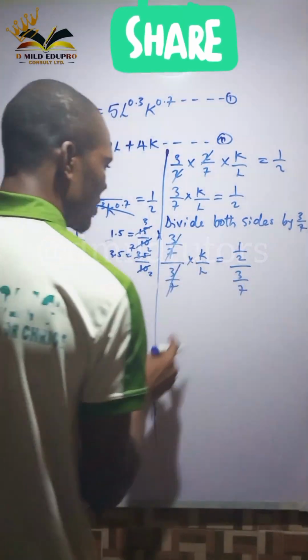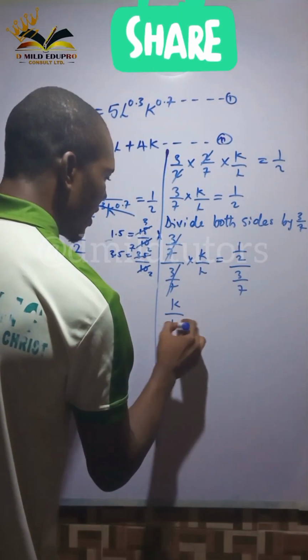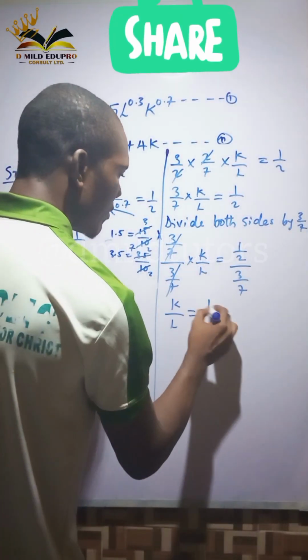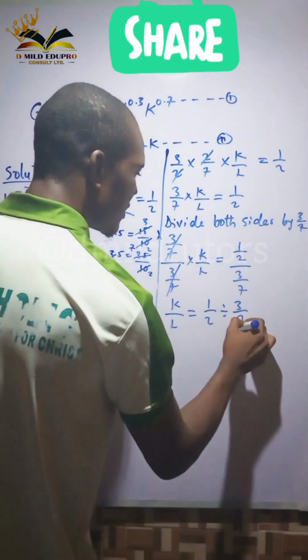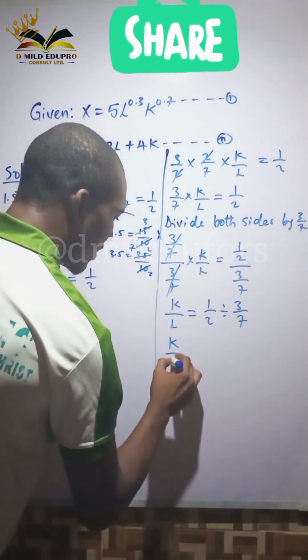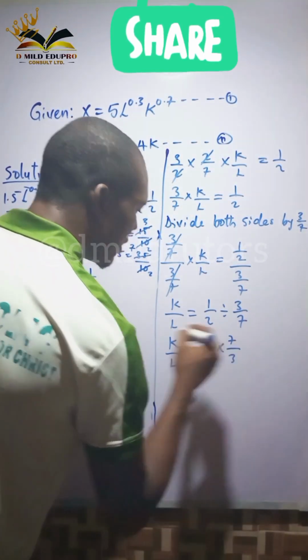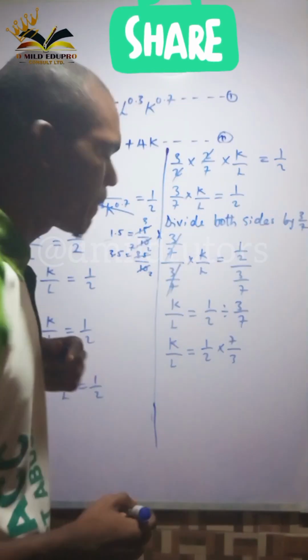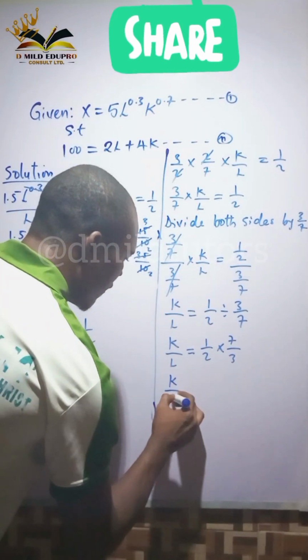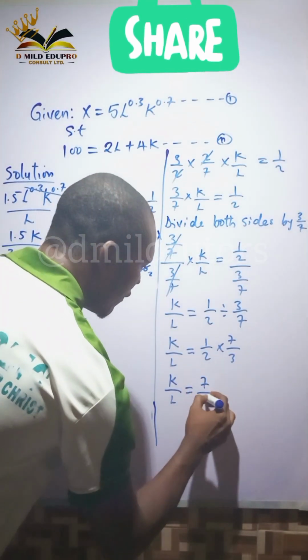So this we cancel this. We are left with K over L equals, to simplify this, 1 over 2 divided by 3 over 7. So our K over L will be equal to 1 over 2 times 7 over 3. All right. So K over L will now be equal to 7 over 6.